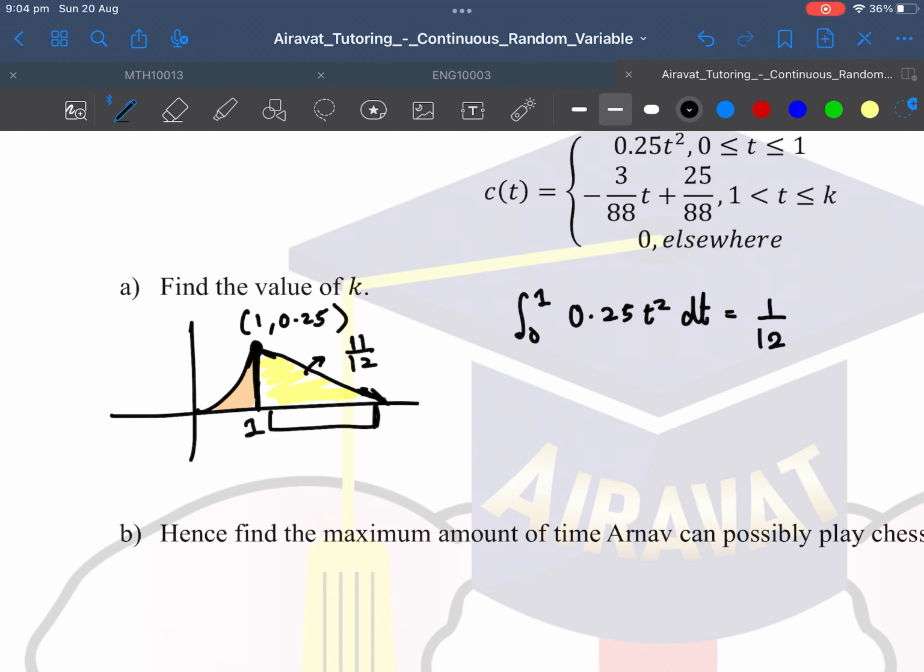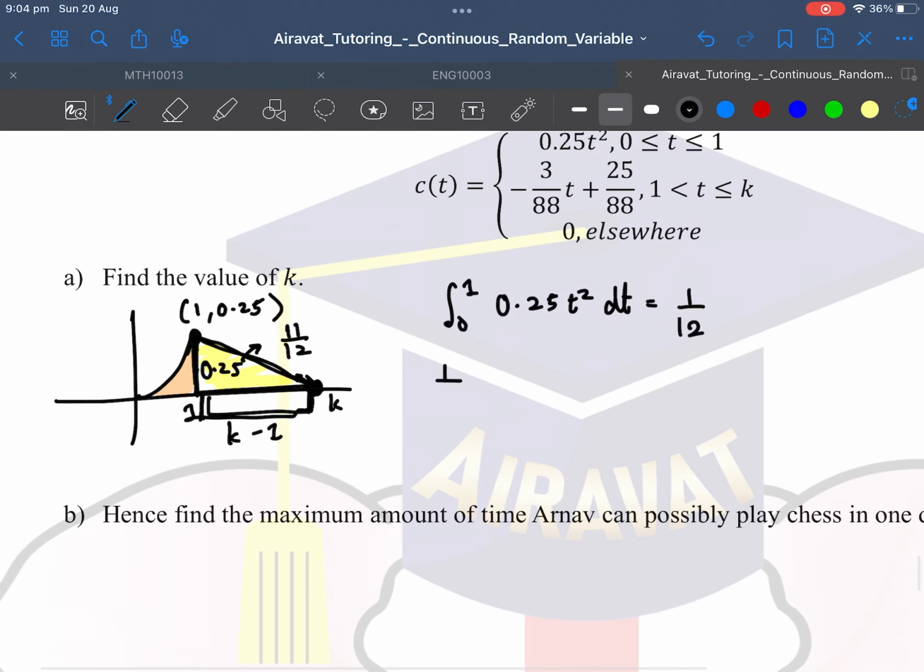Now, what else do you see about this? Can you see that this is a triangle? This is clearly a triangle. We know the height of this triangle as well. It's just going to be 0.25. We know the base of this as well. Let's call this k. Now this base over here is going to be k minus 1. So the rest of the part is pretty easy. Half times base, which is k minus 1, times the height, which is 0.25, equals 11 on 12. And if we solve for k using CAS, we will get k equals 25 on 3.